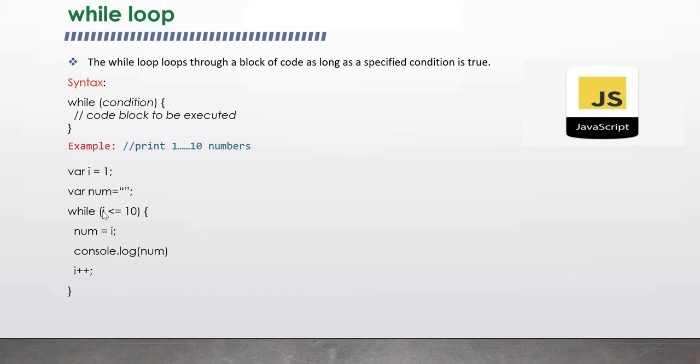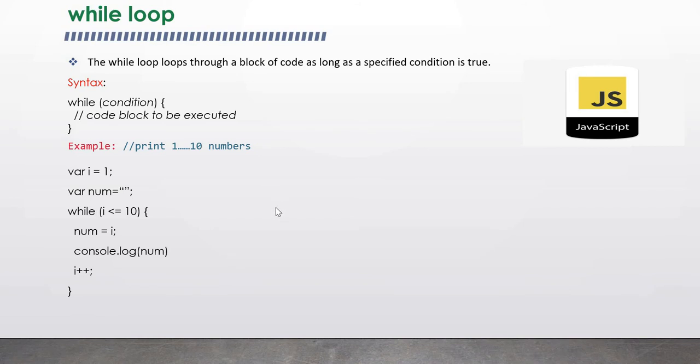It will come to the condition. So i is 11. Is 11 less than or equal to 10? No, it's false. So your compiler will jump out of the loop. So this is the way you can print numbers 1 to 10 in ascending order using a while loop.